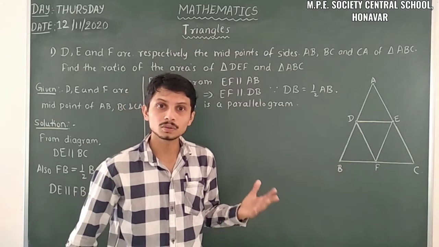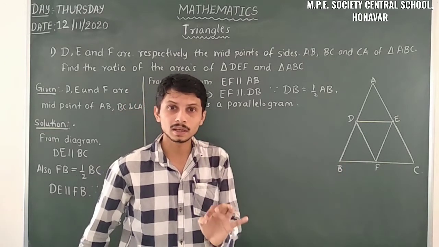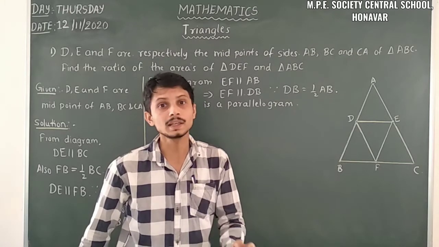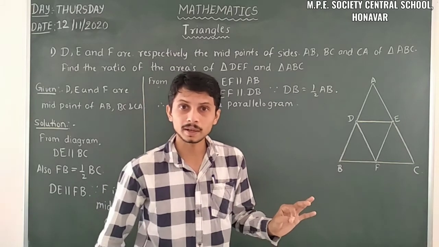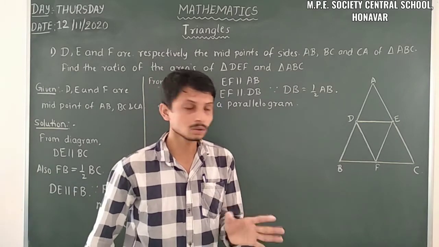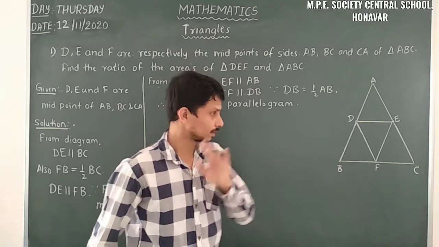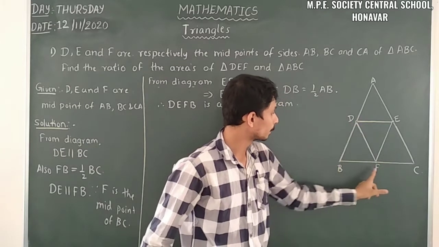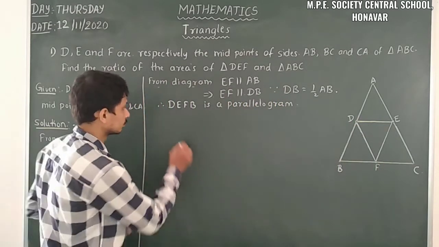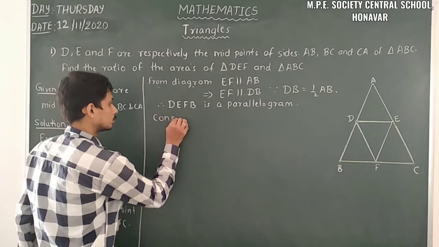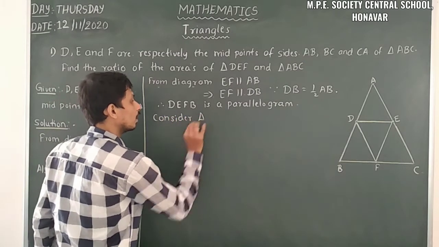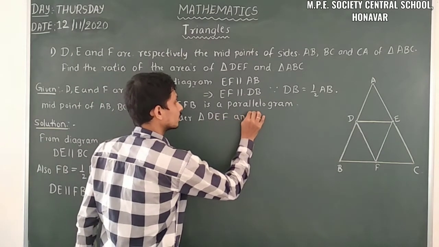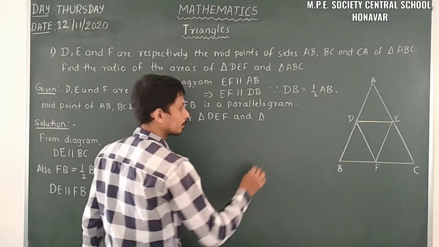After that only, we take the area. Area of congruent triangles is equal. Area of similar triangles is not necessarily equal, so be aware of that. So consider triangle DEF and triangle DFB.